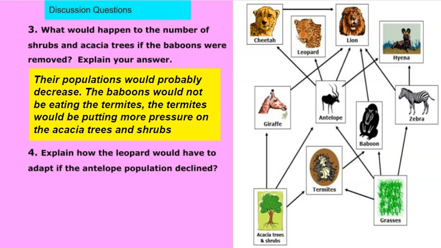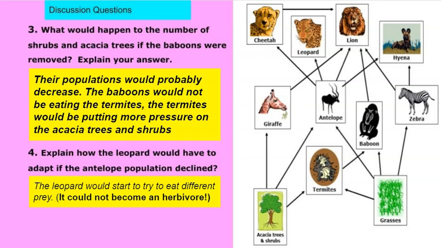But it's not going to just sit around and starve to death. They are too intelligent of an animal for that. They're going to figure out one of two things. The first thing would be, we're going to start to try to eat something different. And no, you can't say, well, now they can maybe eat grass or something like that. It cannot become an herbivore. That's not going to happen. It's going to adapt. Maybe it starts to eat a baboon.